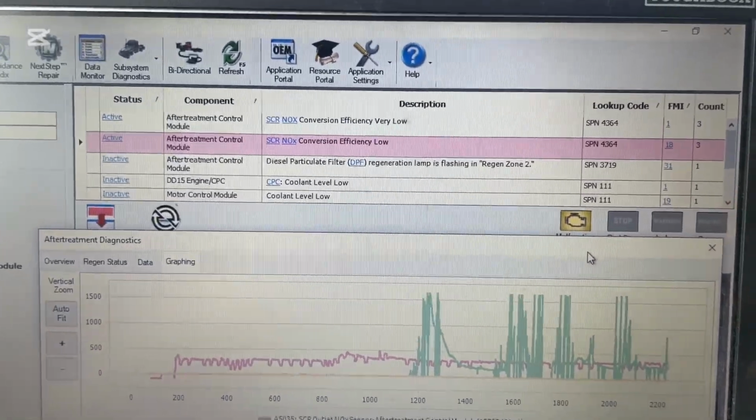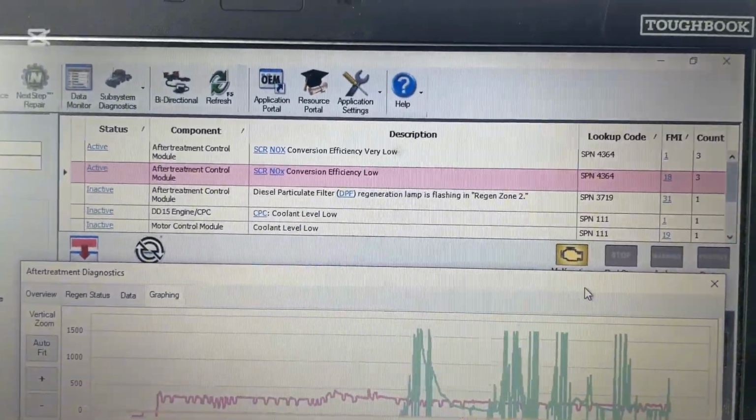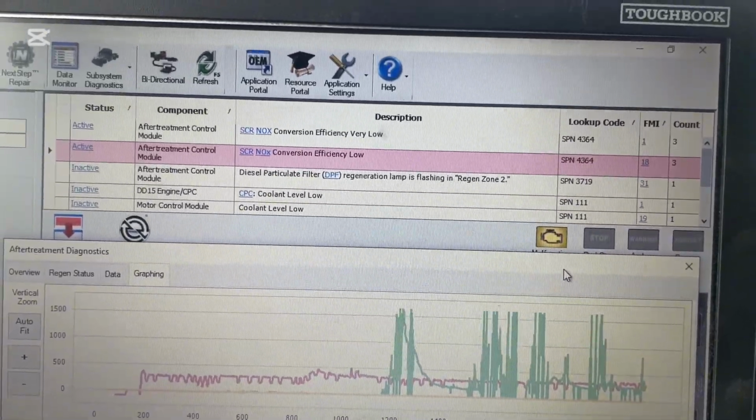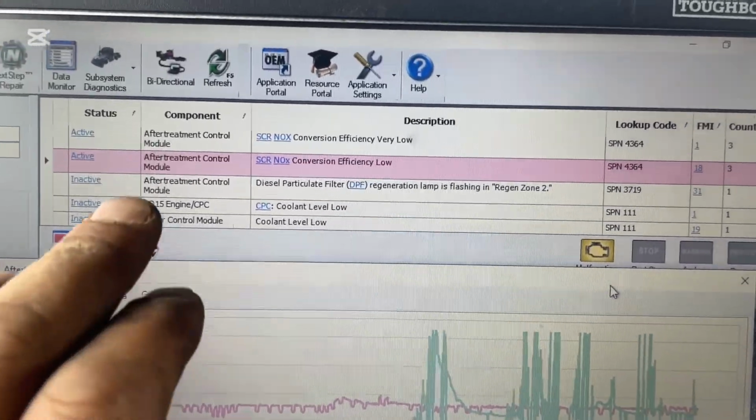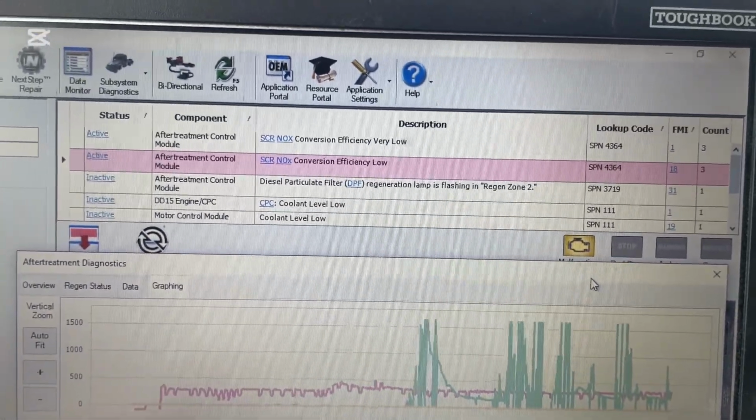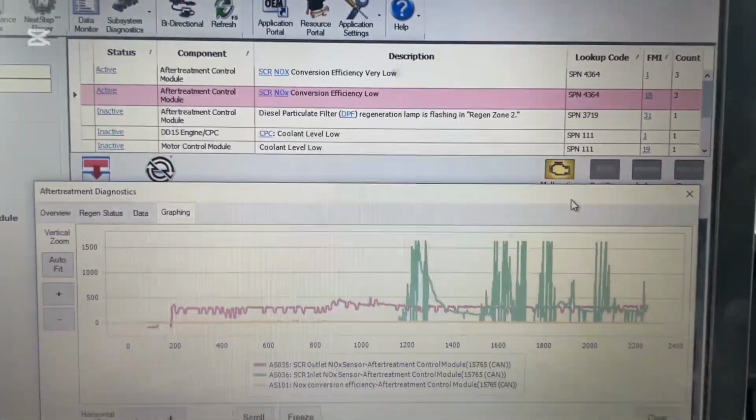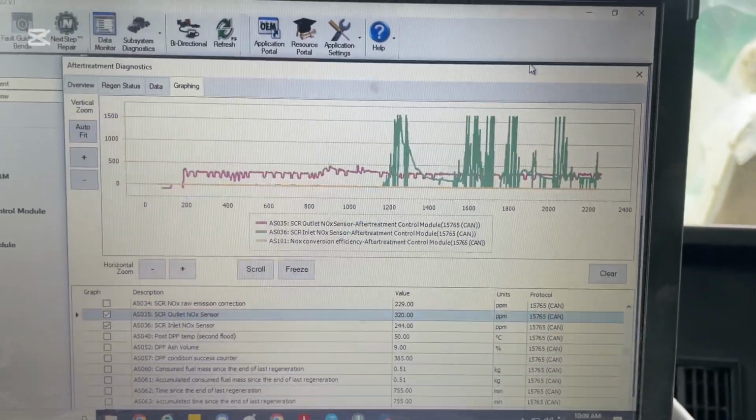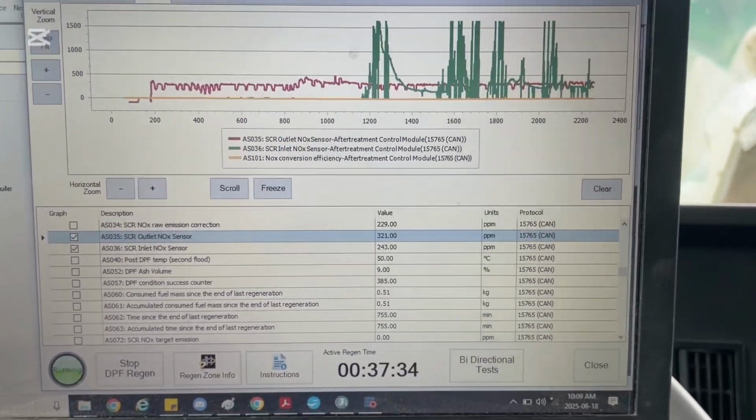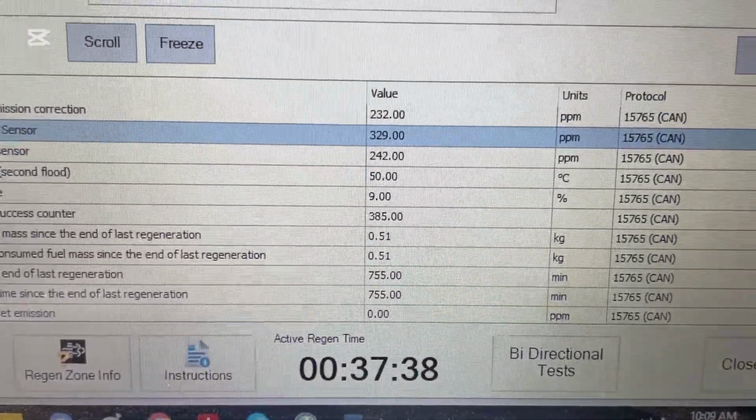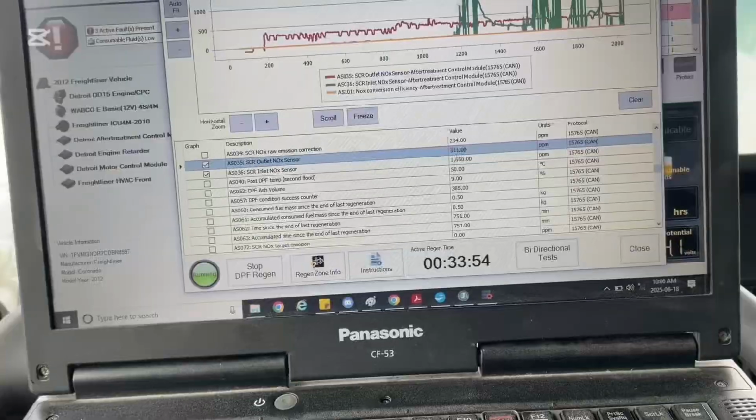Another thing that we need to check is to make sure that we don't have any NOx sensor not online codes, which is usually a no communication code. And we don't. All we have are these NOx conversion efficiency codes. So we can rule out any kind of wiring problem to those NOx sensors, and it's just straight cut. We gotta change the inlet NOx sensor just by looking at these numbers on the computer.